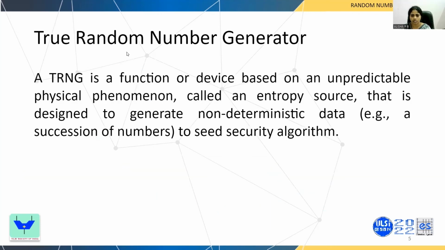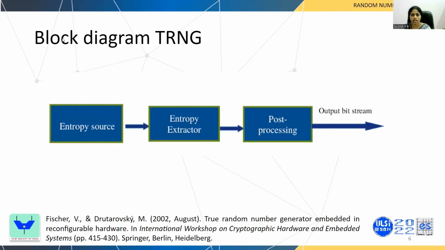A true random number generator is a function or device based on unpredictable physical phenomena called an entropy source that is designed to generate non-deterministic data to seed security algorithms. So here is the block diagram of a TRNG. We have the entropy source, entropy extractor, and post-processing. The entropy source and entropy extractor determine the quality of randomness.